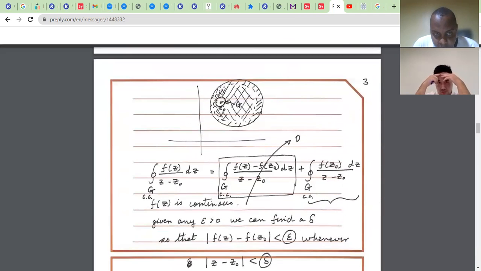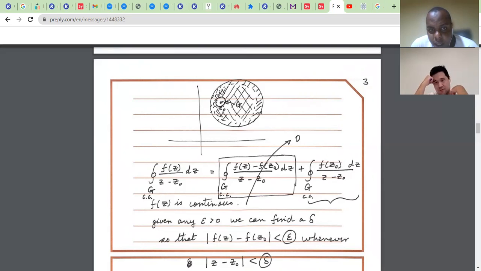And then what's happening here? So integral of g counterclockwise, f of z over z minus z naught dz, it's going to be the integral along g counterclockwise, f of z minus f of z naught over z minus z naught dz.